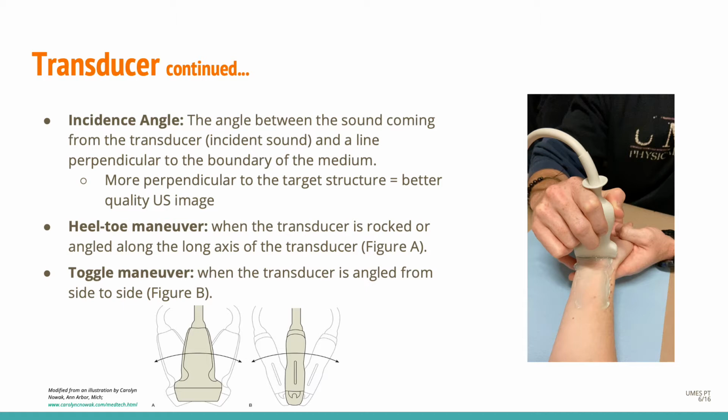So you have the heel-toe maneuver, which is when the transducer is rocked or angled along the long axis of the transducer. This is shown in figure A right here. Then you have the toggle maneuver right here. This is when the transducer is angled from side to side. And I have a little sample video for you guys as well.